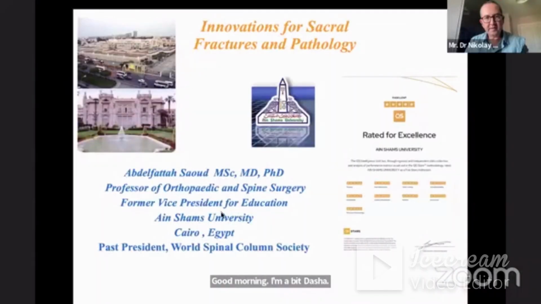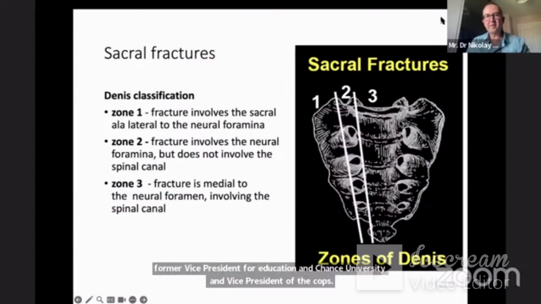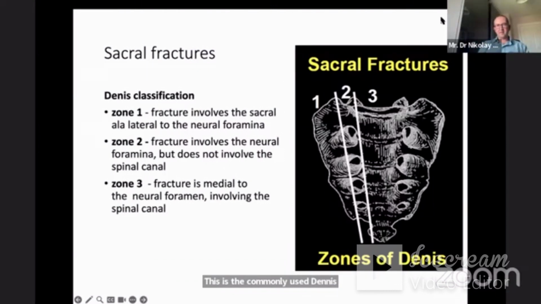Good morning. I'm Abdelfatah Saoud, Professor of Orthopedic and Spine Surgery and former Vice President for Education at Shams University and past President of the World Spinal Council. This is the commonly used Dennis classification for sacral fractures. Zone 1 fracture involves the sacral ala lateral to the neural foramine. Zone 2 fractures involve the neural foramine, while Zone 3 is in the canal, medial to the foramine.